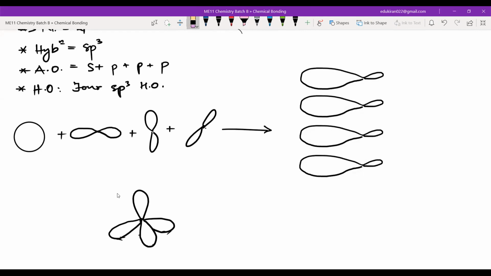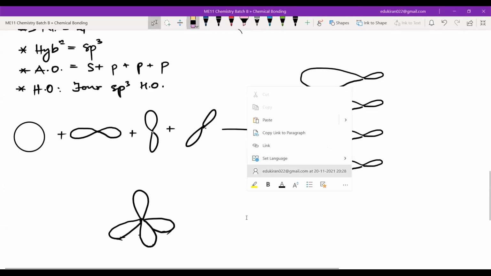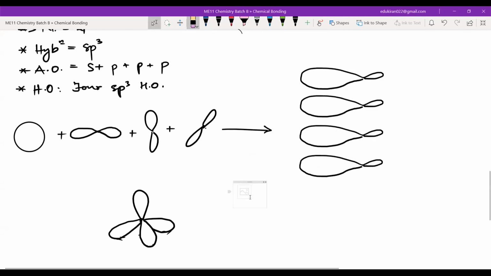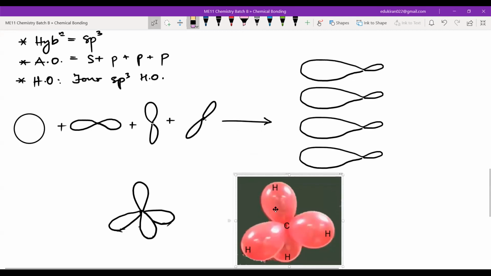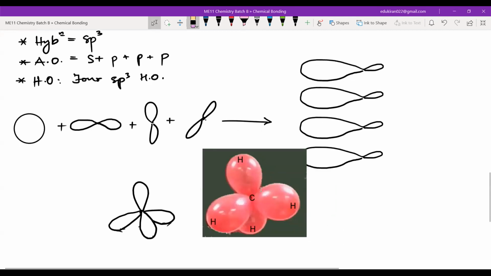Let me show you the balloons only. If it would have been offline classes, then I would have bought balloons for you. You guys see this? Yes, sir.